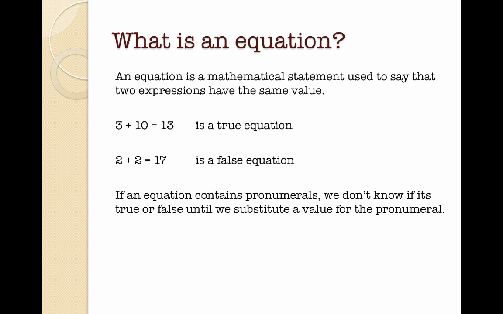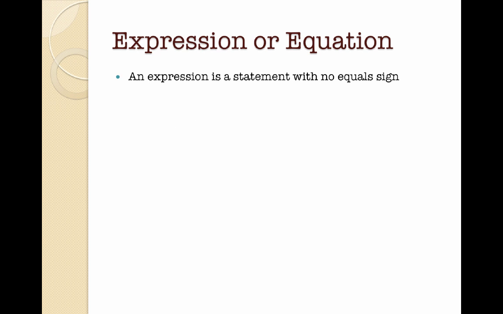If an equation contains pronumerals, we don't know if it's true or false until we substitute a value for that pronumeral. For example, x plus 5 equals 7 is true only if x equals 2, and it's false for anything else. What's the difference between an expression and an equation?